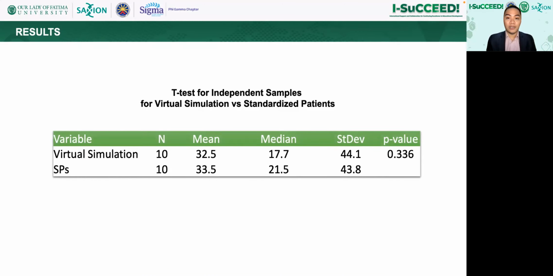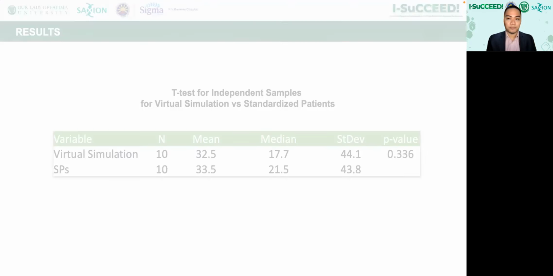The results show that there is just a slight difference between the mean score of the virtual simulation and standardized patient group, and the median is higher in the SP group. Using the t-test of independent samples, the p-value of 0.336 signifies that there is no significant difference between the virtual simulation and standardized patients group in terms of skills development among the students. This means that the achievement of competencies among the students is comparable with both interventions.